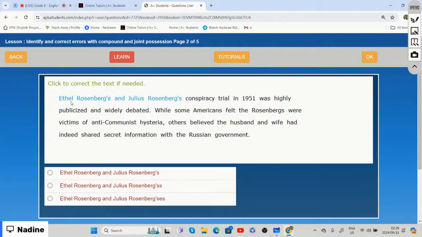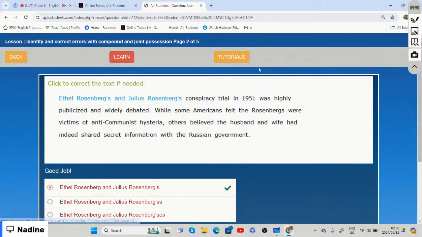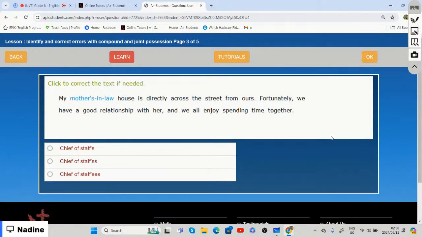So we said that Ethel Rosenberg and Julius Rosenberg have one trial. Since it is one trial that's implicating both of them, it means that only the last noun needs to show the possession. So we will go with option one, which is Ethel Rosenberg and Julius Rosenberg's conspiracy trial. Because like I said, if it was a separate crime or a separate trial, then we would have said Ethel Rosenberg's and Julius Rosenberg's, because it is separate.